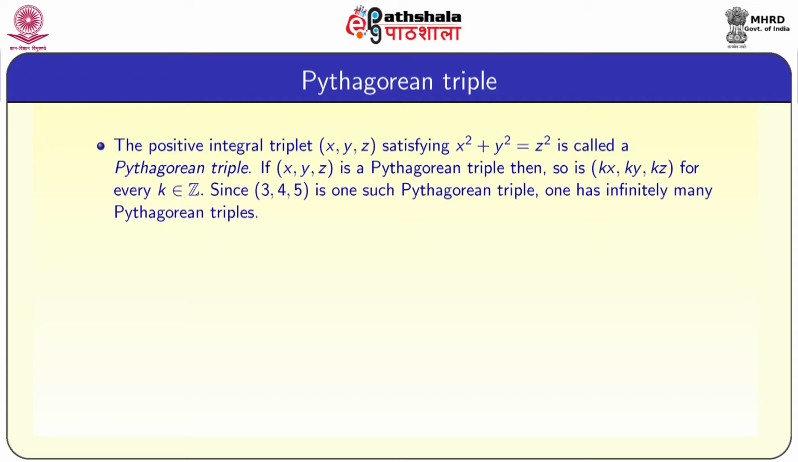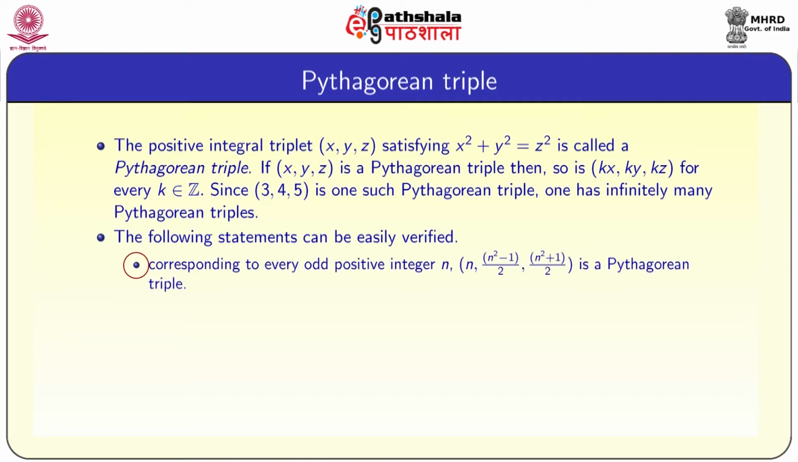If x, y, z is a Pythagorean triple, then kx, ky, kz for every k belonging to Z is also a Pythagorean triple. Since 3, 4, 5 is one such Pythagorean triple, one has infinitely many Pythagorean triples. The following statements can be verified easily.